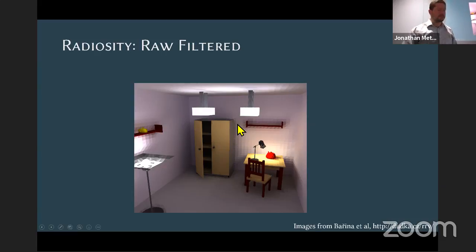Right, so if you notice, the problem areas are the patches behind this cabinet. Back here you notice they're really dark, and that's because you don't have very much light reflected on that entire patch. So that's a problem. But if we filter it out, then we can smooth out the results a little bit.